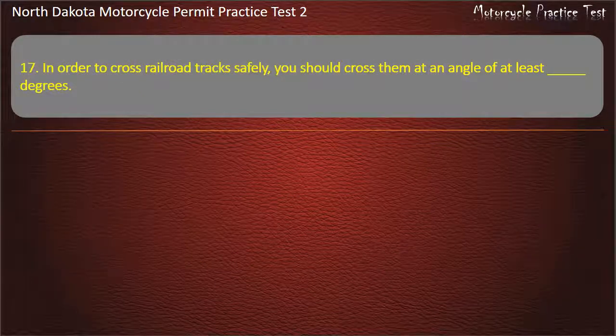Question 17. In order to cross railroad tracks safely, you should cross them at an angle of at least ___ degrees. 90. 20. 45. 120. Answer: 45.